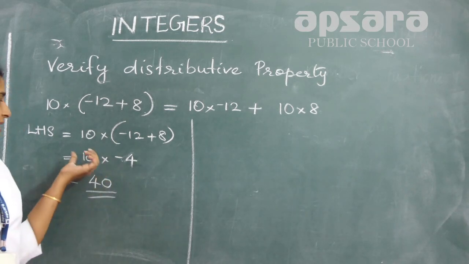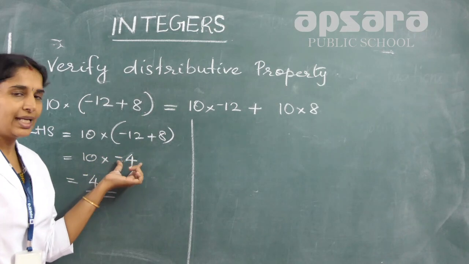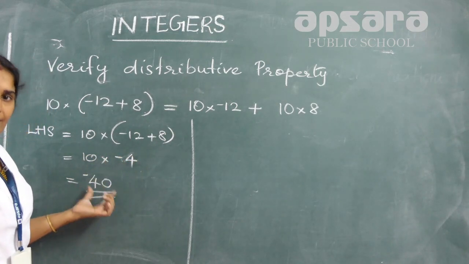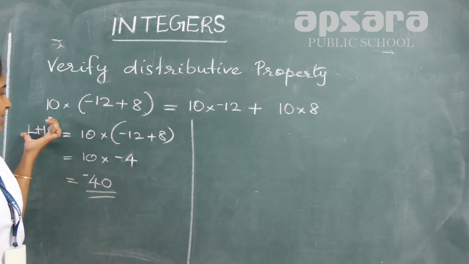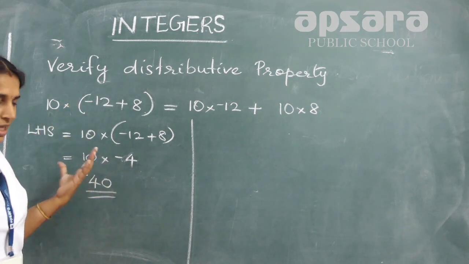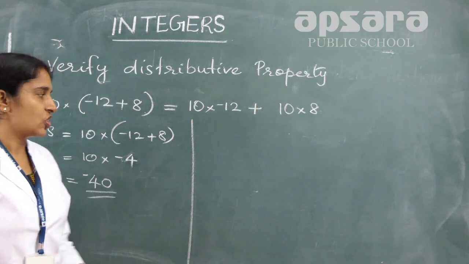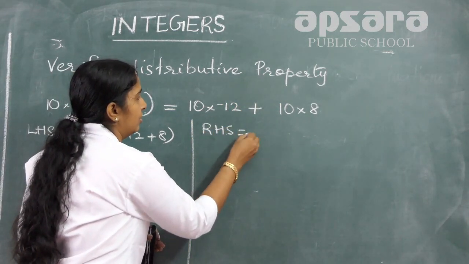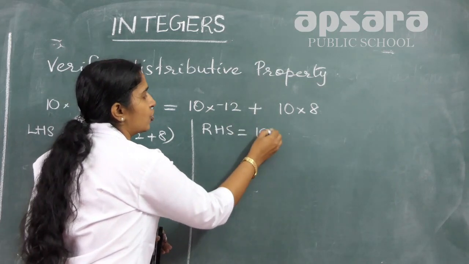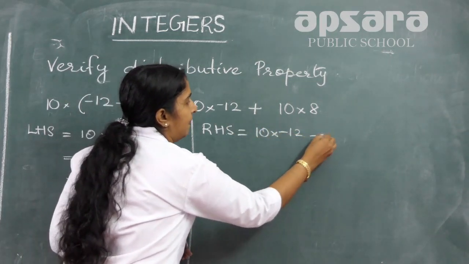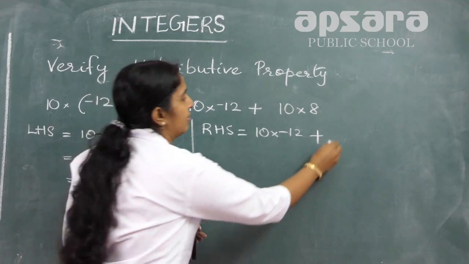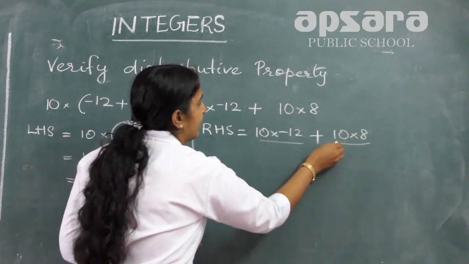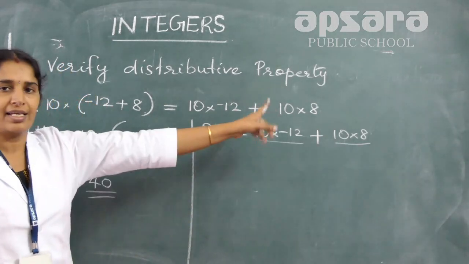You are multiplying a positive integer with a negative integer. Then the answer will be a negative integer. Minus 40 is the LHS value you are getting. Okay. Now let us take the RHS. 10 into minus 12 plus 10 into 8. Okay. 10 into minus 12 plus 10 into 8.